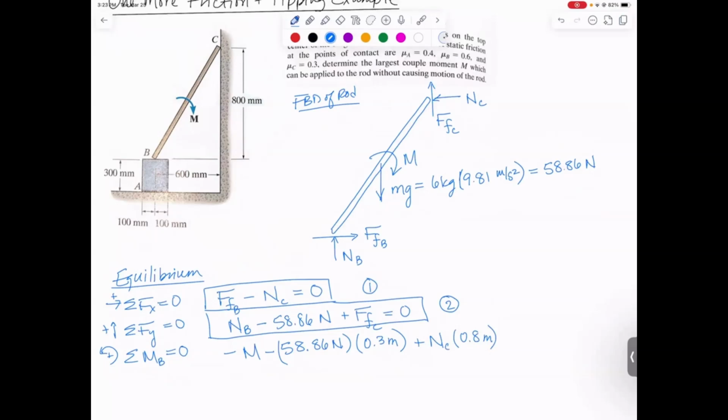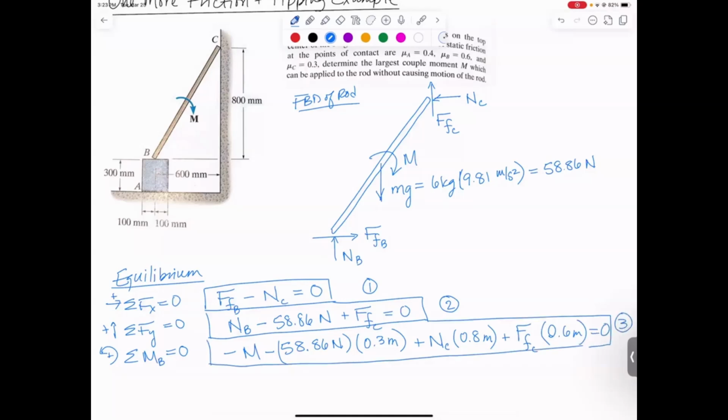And then finally, I have an upward force of friction at C. So if you go right 600 millimeters and up, that's going to cause also a clockwise moment. So plus force of friction at C times 0.6 meters equals 0. That is my equation number 3. And we have 5 unknowns, 3 equations. I'm not going to bother trying to solve at this point.